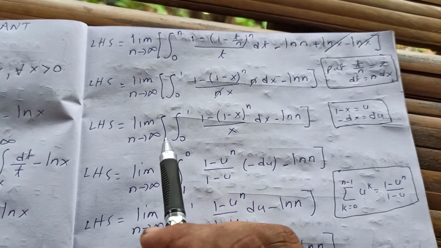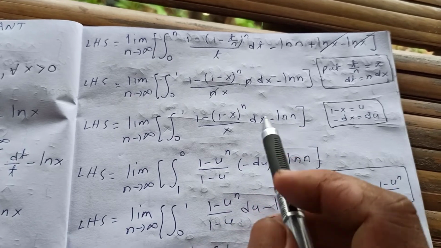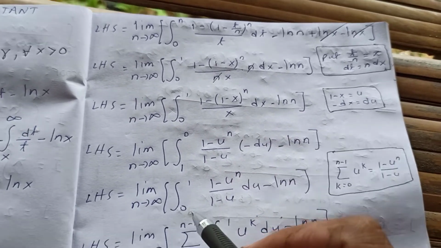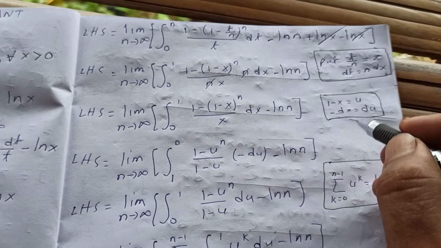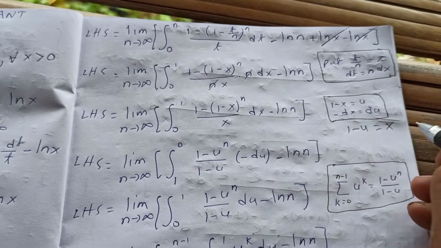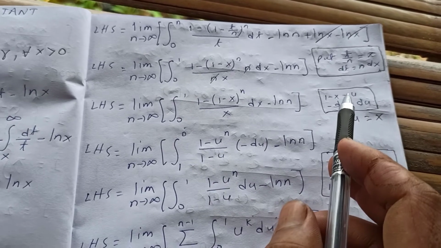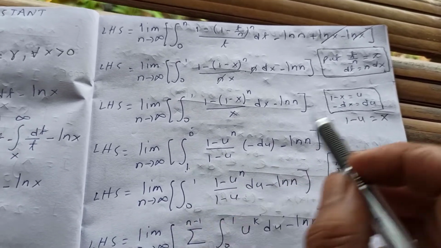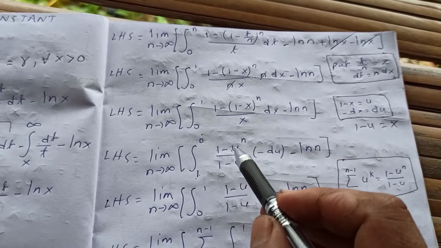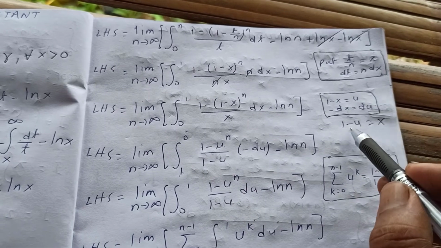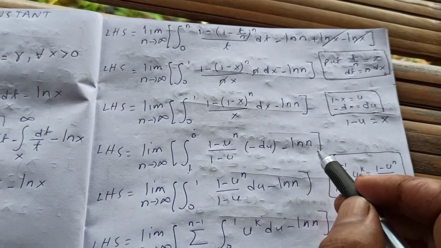So then this is the limit as n tends to infinity of the integral from 0 to 1 of (1 minus x) to the n upon x dx minus log n. Now let's substitute 1 minus x equal to u, so negative dx is du, and 1 minus u is just x. Now the limit as n tends to infinity of the integral: when x is 0, u will be 1, and when x is 1, u will be 0, so it is u to the n upon 1 minus u, and dx is negative du, minus log n.